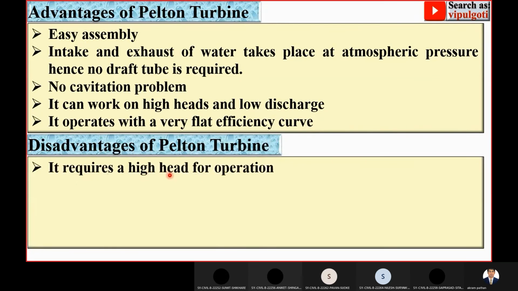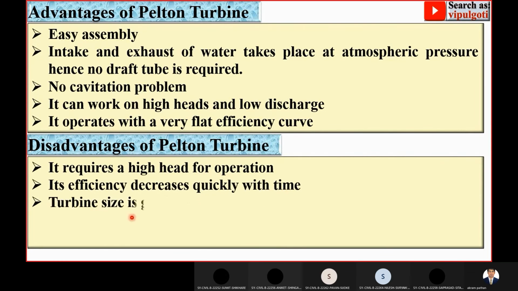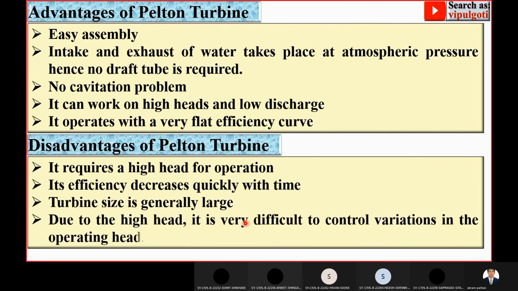Then what are the various disadvantages of the Pelton wheel turbine? It requires a high head for the operation. Its efficiency decreases quickly with time. Turbine size is generally large, and due to the high head, it is very difficult to control the variation in the operating head.